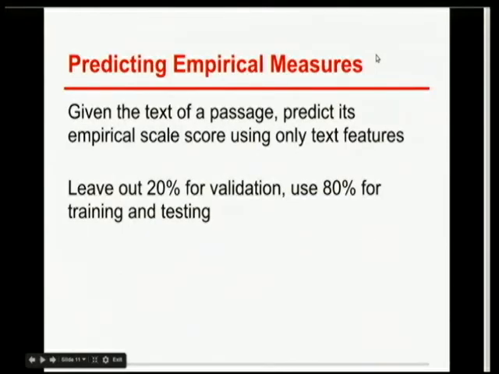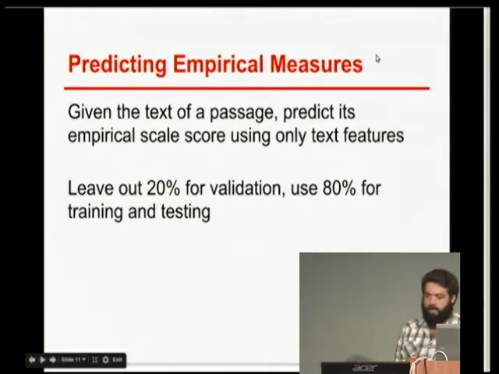So that's the first half of our work. We now have a set of texts for which we have established interval scale scores for each text. And now what we want to do is predict that scale score using only the text features. This is what the Lexile framework does in general. We have a tool that analyzes a piece of text and predicts what measure you would get if you went out and did an empirical study with it. But we want to do this now for these beginning reading books. We leave 20% out for validation and use 80% for training and testing.